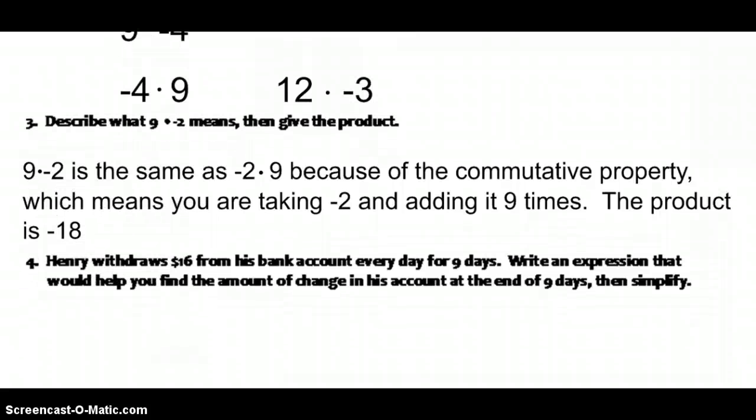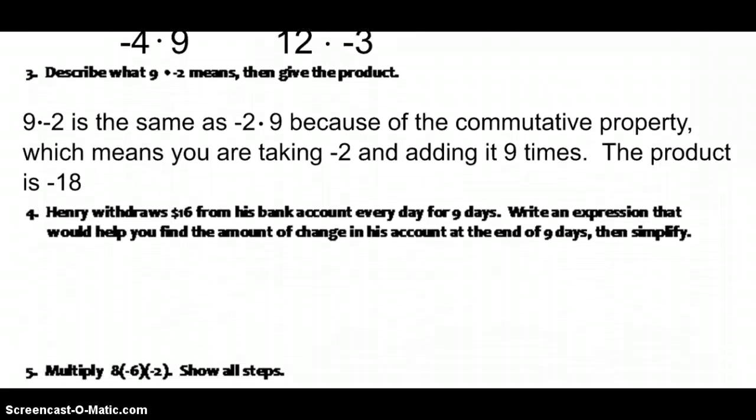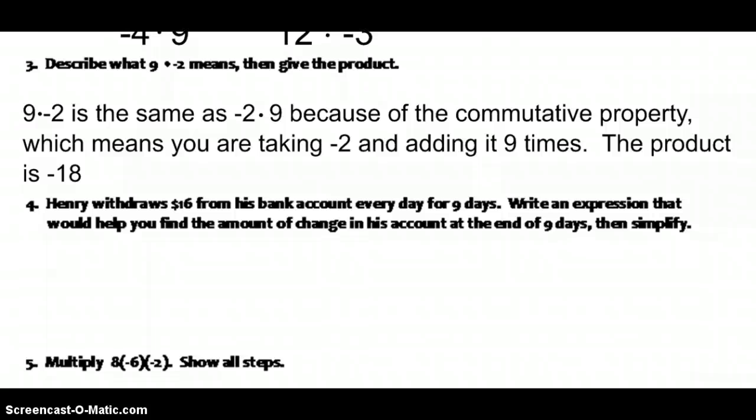Question 4 says Henry withdraws $16 from his bank account every day for 9 days. Write an expression that would help you find the amount of change in his account at the end of 9 days, then simplify. Well, because he's withdrawing $16 from his bank account, that would be a negative $16, and that's happening every day for 9 days. So negative 16 times 9 would give us an answer of negative 144.